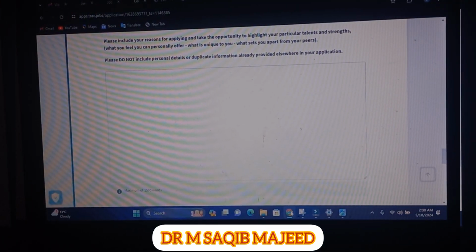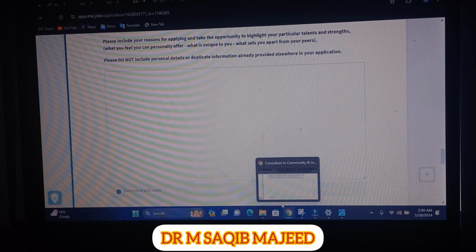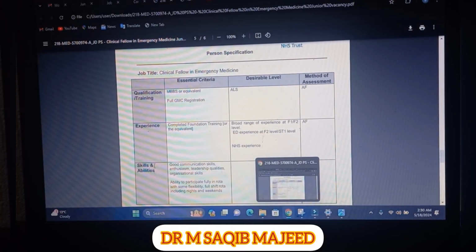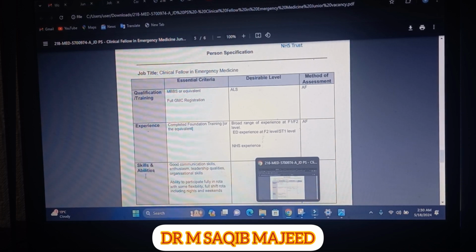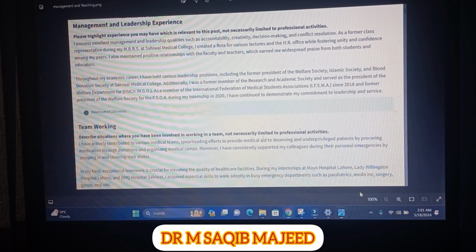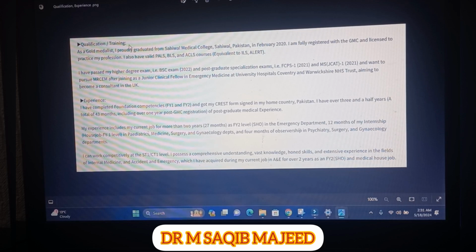All right, and if you see the person specification for this job, let me show you here. So these three things he has asked for in the job person specification. If I show you my way of writing these things, the qualification, training, the experience and skills and abilities, as short and as brief as possible, you will see how I used to fill these in, and you should also be vigilant about this. For the qualification and training, I just put 1 to 2 or 3 lines, and that is all.